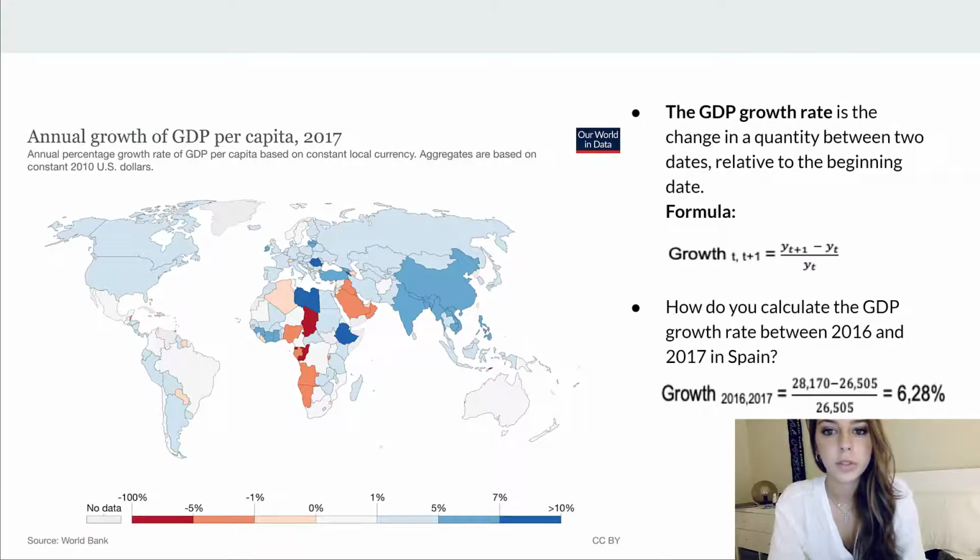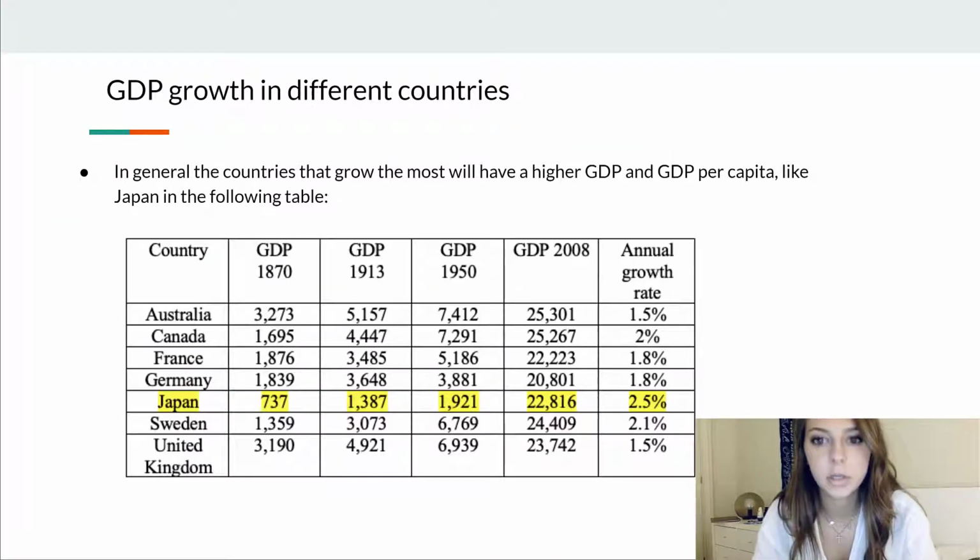Another form is using the GDP growth rate, that is the change in a quantity between two dates, relative to the beginning date. First, to calculate it, you have to choose two periods of time, t and t plus 1, and denote the GDP per capita in those days as y. For example, how do you calculate the GDP growth rate between 2016 and 2017 in Spain? You have to use the GDP of 2017 minus the GDP of 2016 and divide it by the GDP of 2016. To sum up, in general, the countries that grow the most will have a higher GDP and GDP per capita, like Japan in the following table.